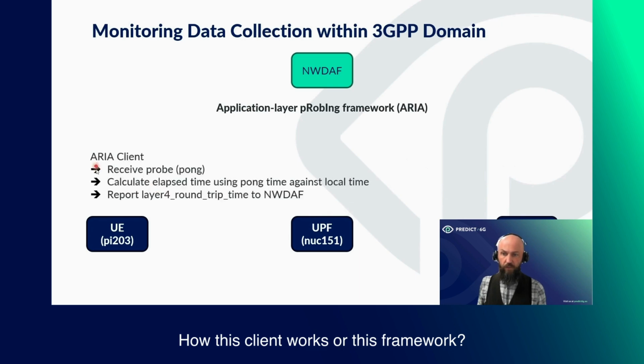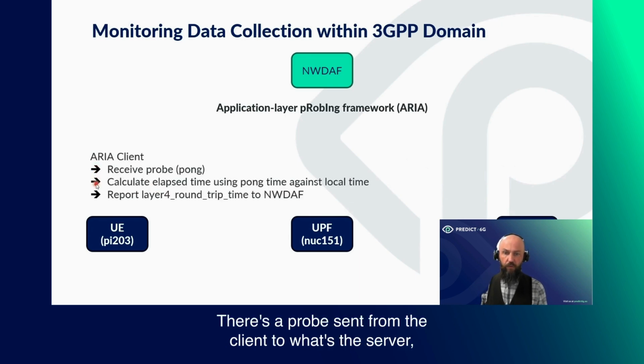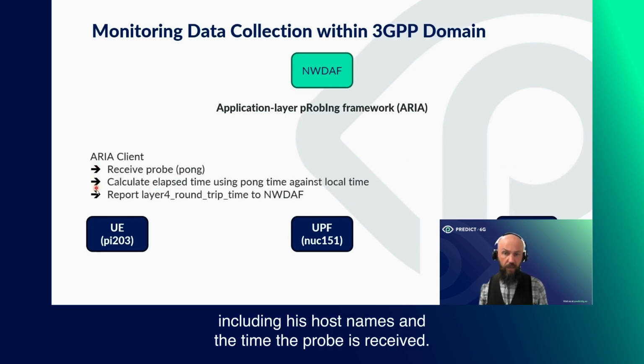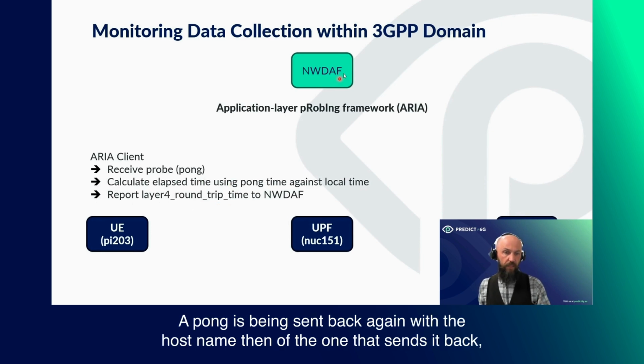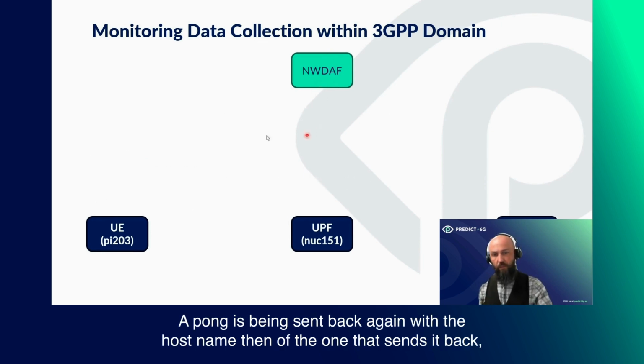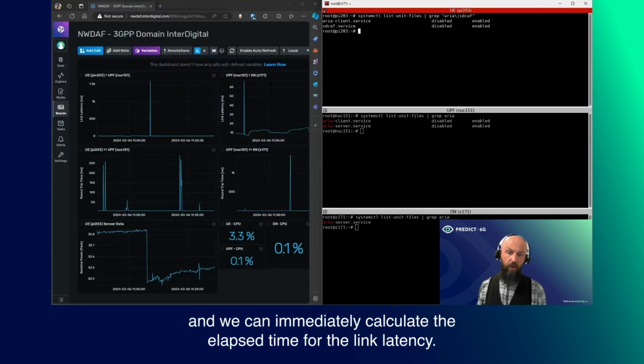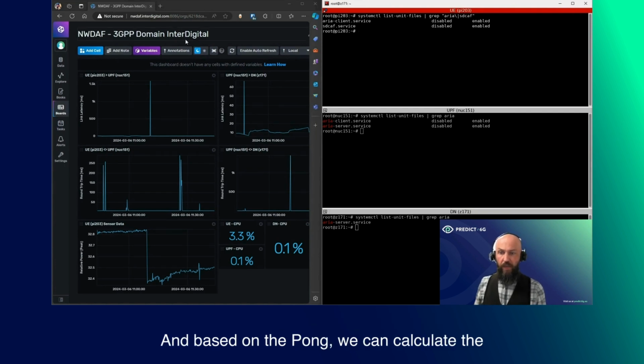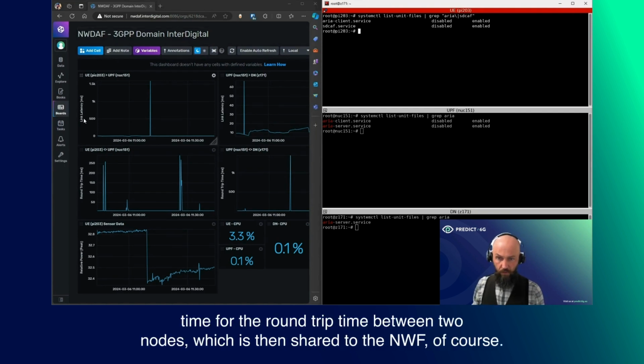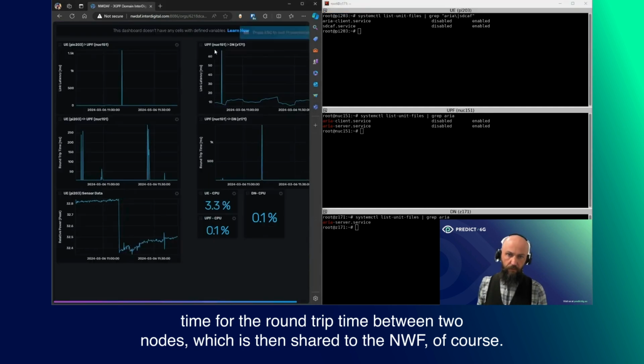How this framework works: there's a probe sent from the client towards the server, including its host name and the time. The probe is received, a PONG is sent back, again with the host name of the one that sends it back, and we can immediately calculate the elapsed time for the link latency. Based on the PONG, we can calculate the round-trip time between two nodes, which is then shared to the NW-DAF, of course.